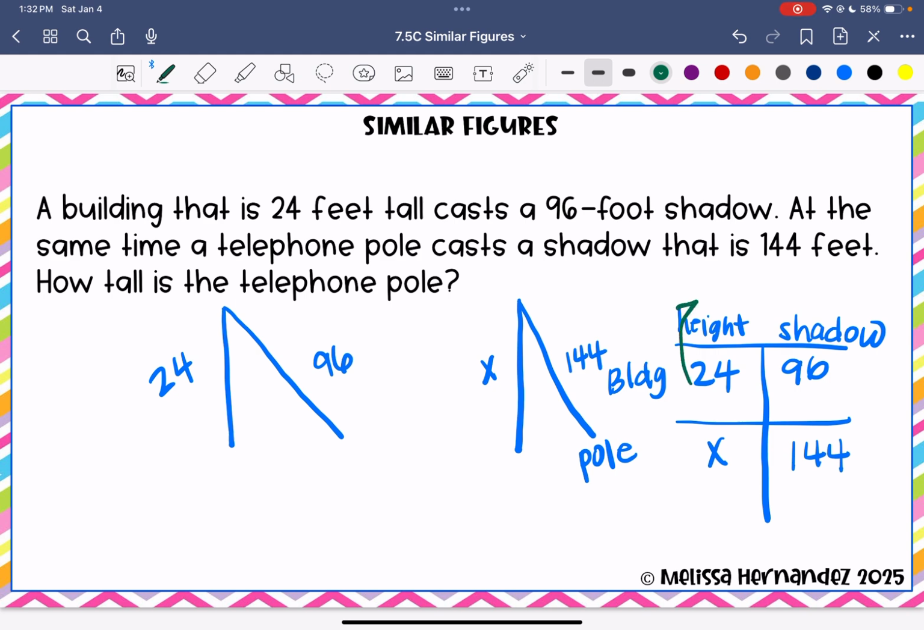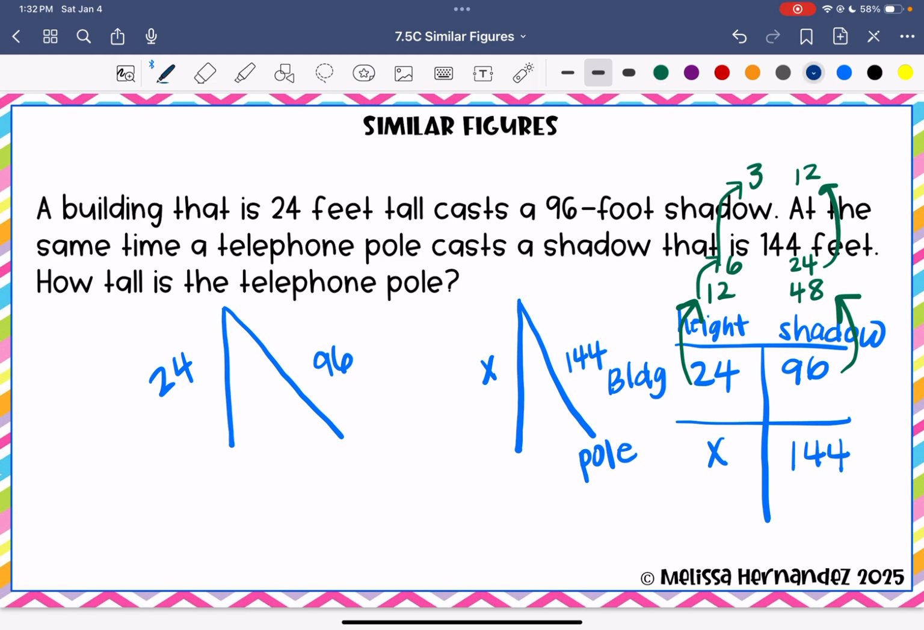I always tell my students, simplify when possible. Well, half of 24 would be 12, and half of 96 is 48. Now we could do this again. Half of 12 is 6, and half of 48 is 24. We'll do it again. Half of 6 is 3, and half of 24 is 12. You don't have to do this. You can literally go from 96 to 144, but I thought it was easier to go this route.